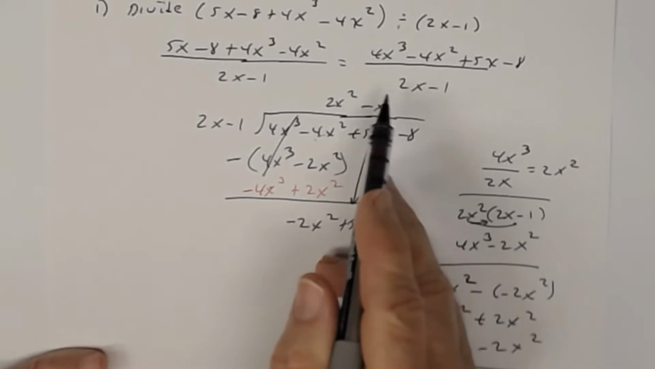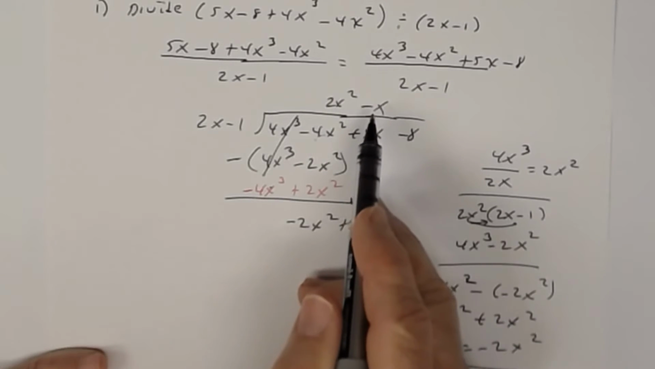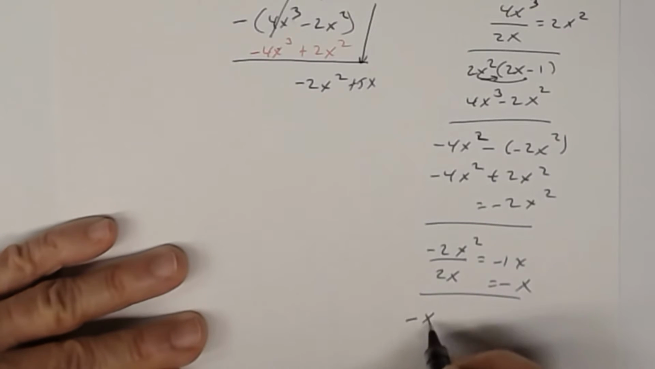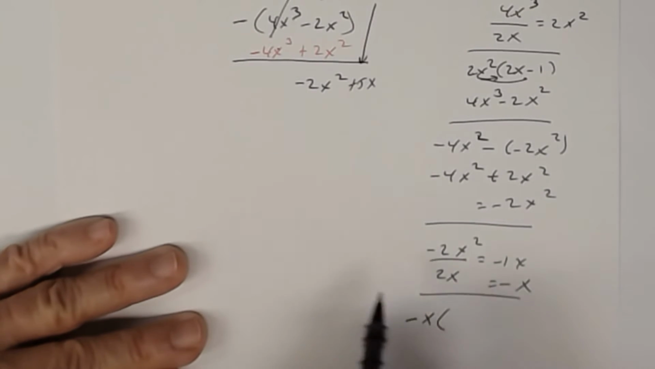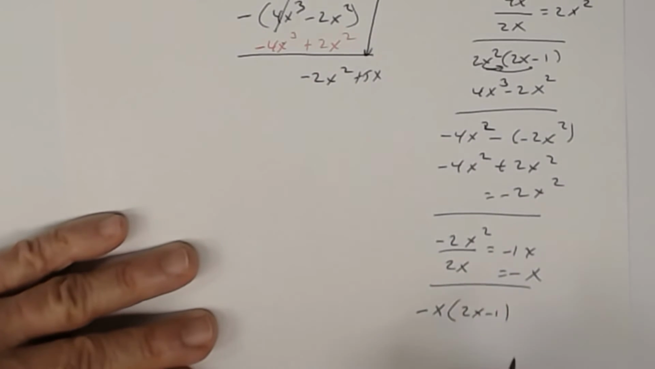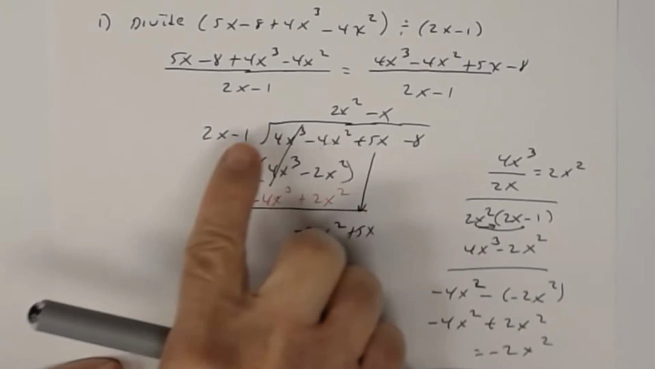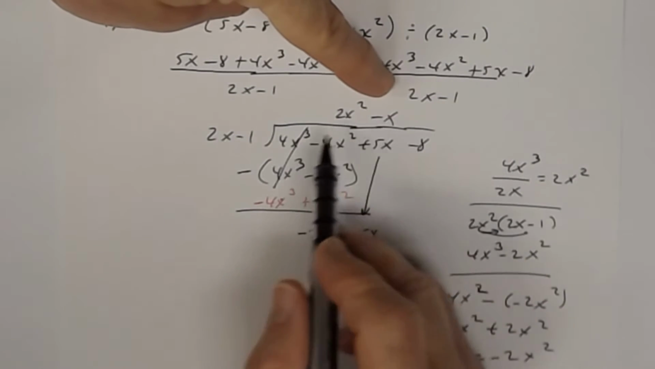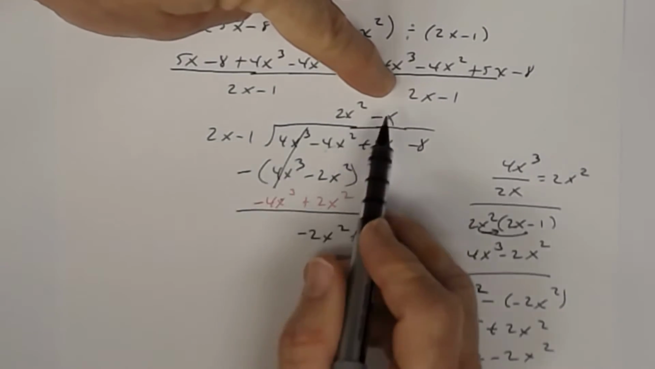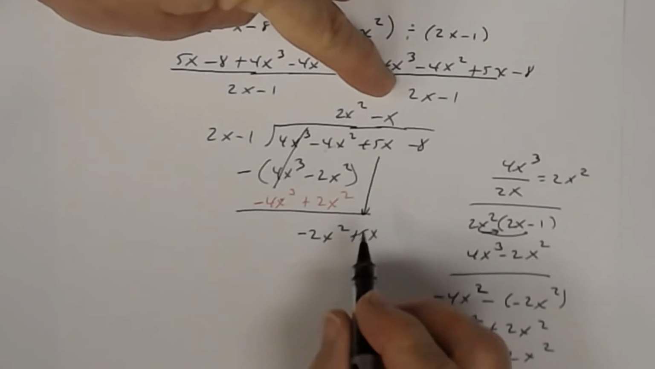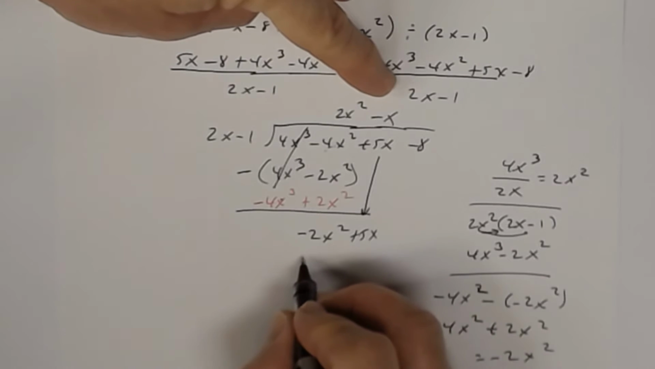So remember, you're going to take this term that you just put up here. Write it off if you have to. You take negative x, which you just got, and you multiply by your divisor, which is 2x minus 1. Some of you can do this mentally: a negative x times 2x is a negative 2x squared.